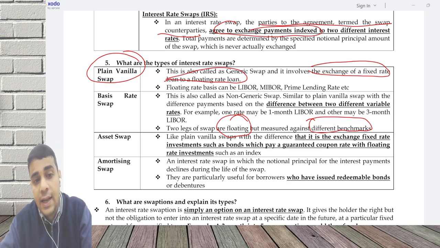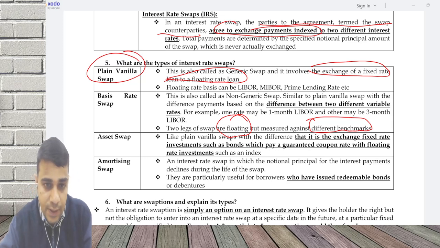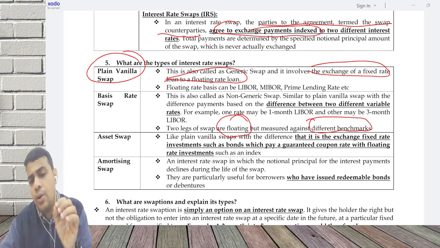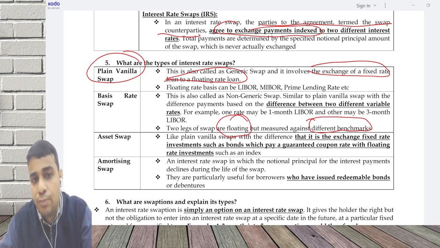And in an amortizing swap, the notional principal will keep going down. Because when you take a loan of 10 crore, every year or every month there will be some payment. So you would want that notional principal to keep going down.